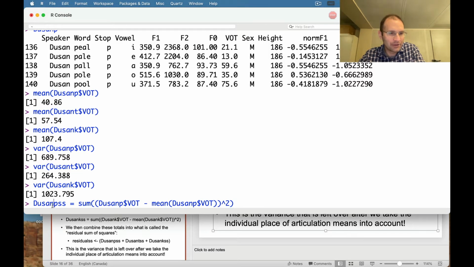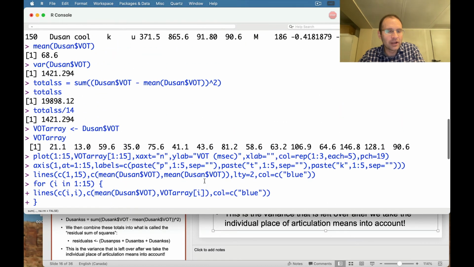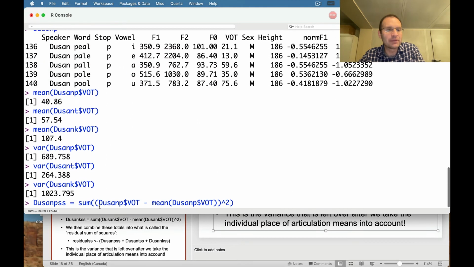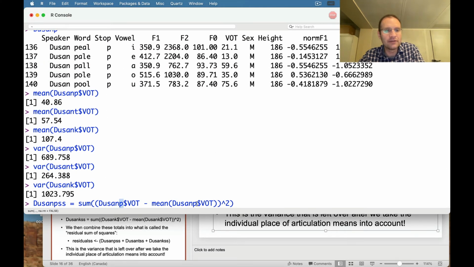I've got what I'm calling Duchamp's P sum of squares. This is just looking at the differences between the individual observations and the mean value for a particular place of articulation. Before, when we calculated variance way up here, we were just looking at this without any regard for different places of articulation. We just got a mean value for the whole set, and then we looked at each individual observation by itself. But over here, we have to take place of articulation into account. So we have to do this individually for the P's, T's, and K's separately. For the mean of the P VOT, we only consider the P observations here, and we'll do the same thing for the T's and K's later on.